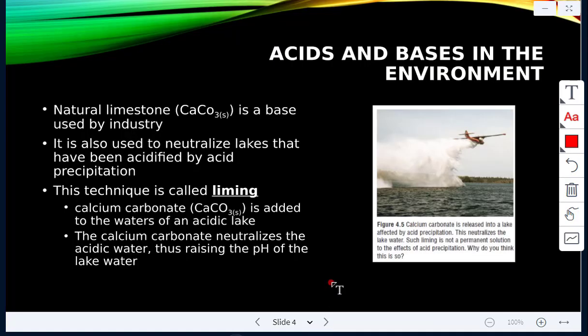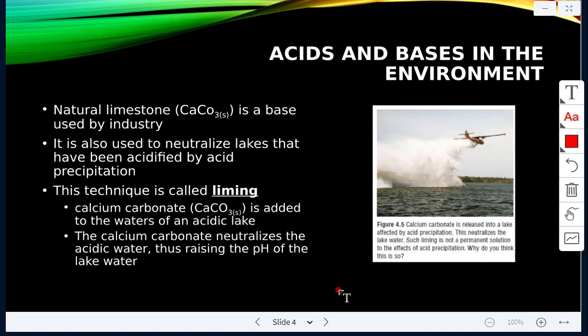Next, acids and bases in the environment. Natural limestone, which is calcium carbonate, is a base used by industry, but it is also used to neutralize lakes that have been acidified by acid precipitation. This technique is called liming. Calcium carbonate, CaCO3, is a solid. It gets added to the waters of an acidic lake. Here we can see an airplane releasing calcium carbonate into a lake, and that calcium carbonate is going to neutralize the acidic water and raise the pH of that lake water.